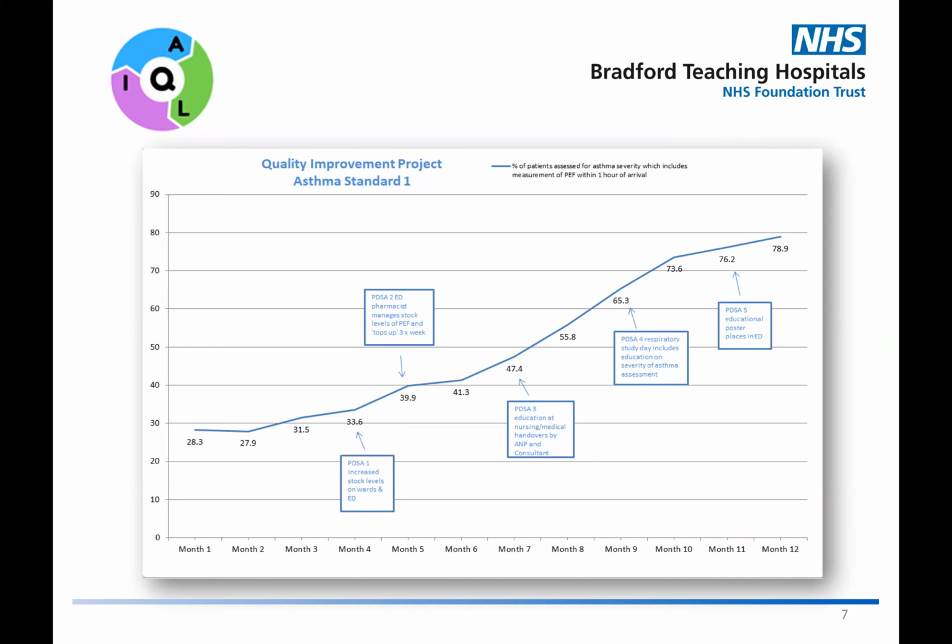allows us to clearly see which change led to the greatest improvement. For example, when the stock levels of peak flow meters were increased and the pharmacist took over ordering, there was a 14% improvement over a 3-month period. When the educational interventions at handover started, there was an 18% improvement over a 2-month period.